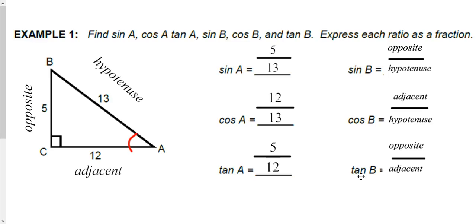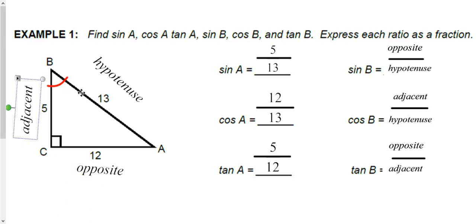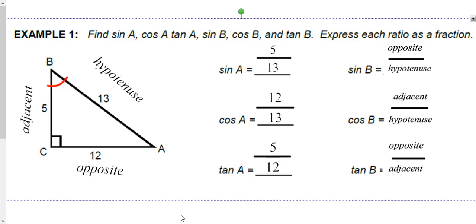Now when we do the trig functions with respect to angle B, sine of B, cosine of B, and tangent of B, we have to label them with respect to angle B here. And so the opposite and adjacent sides switch places. So the opposite is now over here. This is opposite the angle, since it's B now. And that makes this other side the adjacent. The hypotenuse is always the hypotenuse.